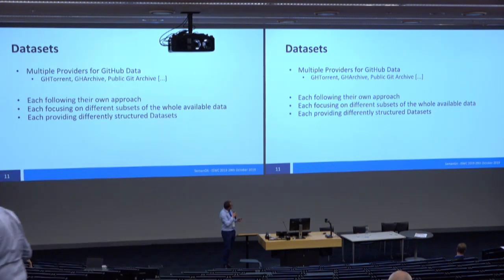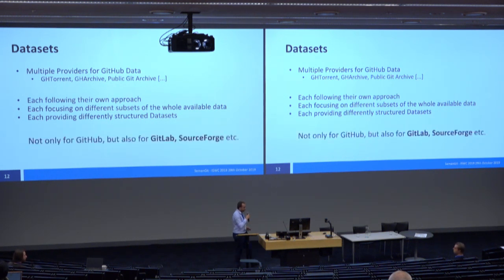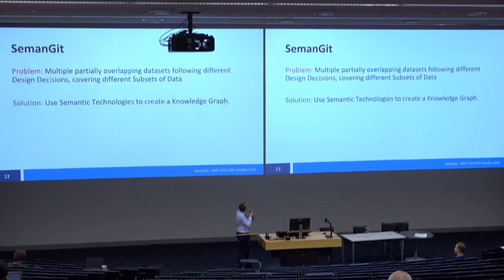And so the question is, it's not only for GitHub, GitHub is just an example. We have also other Git providers, for example, GitLab, SourceForge, etc. So we have a horrendous amount of data which is available on the internet concerning programmers' behavior. So the problem is we have multiple partially overlapping data sets following different design decisions and covering different subsets of the actual data that is present. So the solution we propose is to use semantic technologies to create a knowledge graph out of these different data sources.